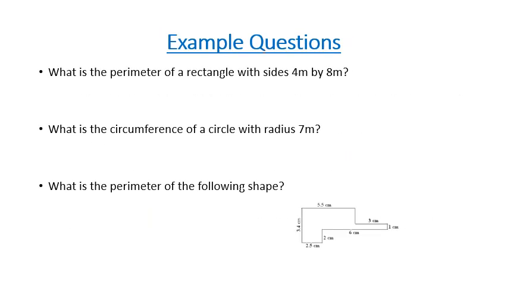So let's have a look at some example questions for perimeter. The first question says, what is the perimeter of a rectangle with sides 4 meters by 8 meters? So here's our rectangle. We have 4 meters on the shorter sides and 8 meters on the longer sides. We simply add them together. So the long sides, we have 8 meters, and we have 4 meters for the shorter sides, and that's going to give us a total of 24 meters.